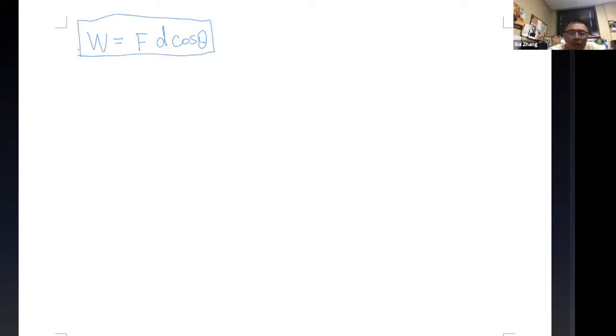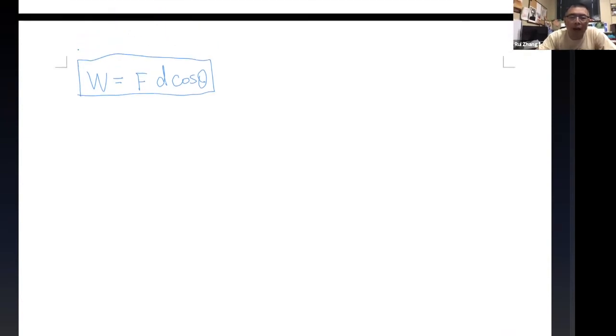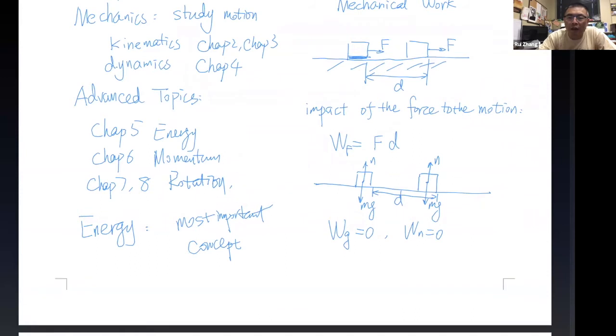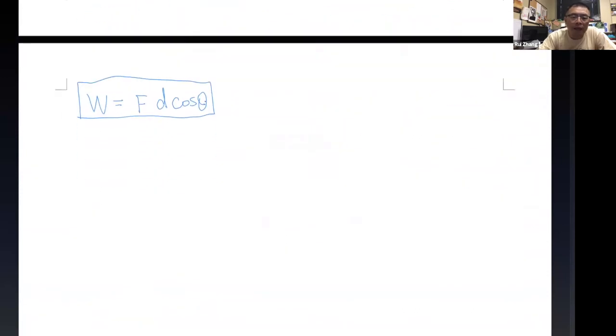Now, what does this mean? How do we go back to the previous cases? Firstly, let me explain this angle theta. This angle refers to the angle between the direction of the force and the direction of motion. Say this is your direction of motion, this is the direction forward, and this is the angle between them.